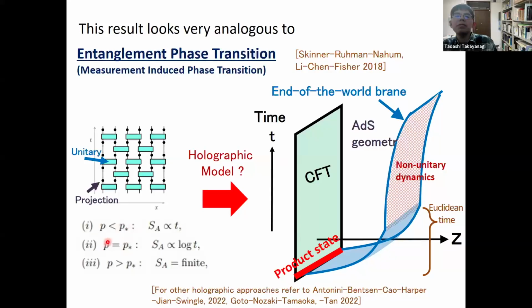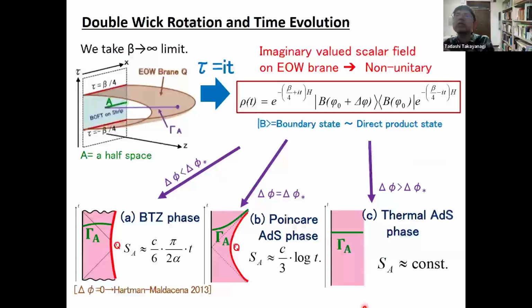But with projection measurement at some particular critical ratio, it becomes logarithmic. And more than that, if we put in a lot of projection, it just becomes finite. This behaves exactly the same as this behavior. This is quite an interesting analogy.